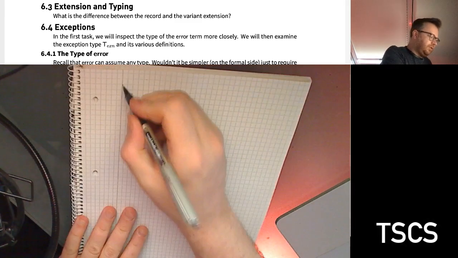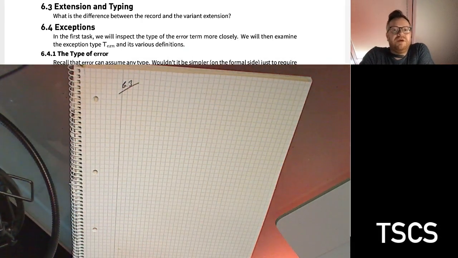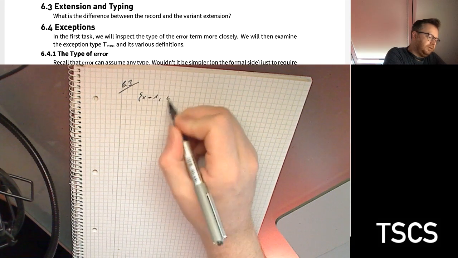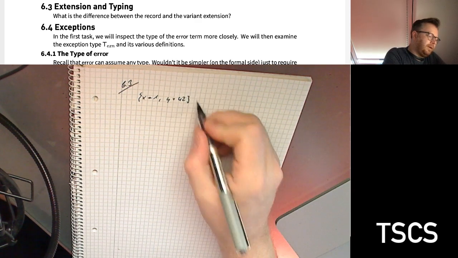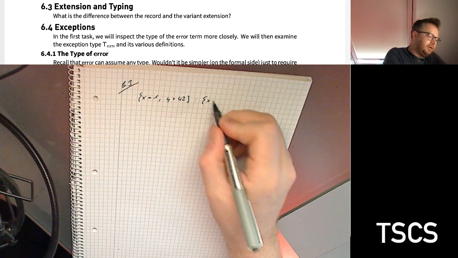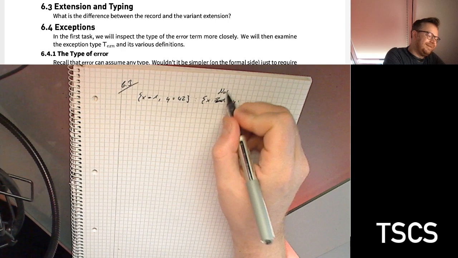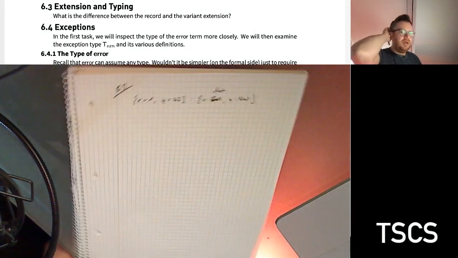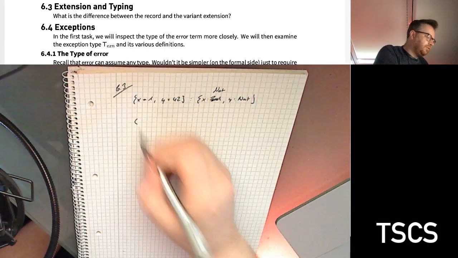Good. So 6.3 was more of a knowledge question, and it asked, what is the difference between the record and the variant extension? Remember, this is kind of a record. And the type of the thing is x type bool, sorry, as a natural number, y type this natural number. That was the last exercise that confused me. Yeah. So this is a record, and the variant was more like something like this.